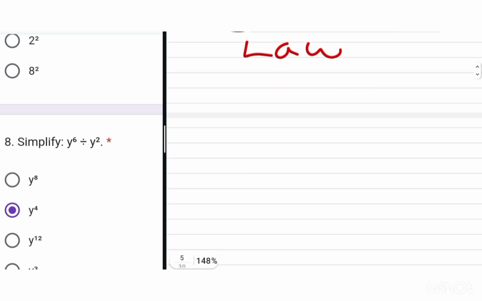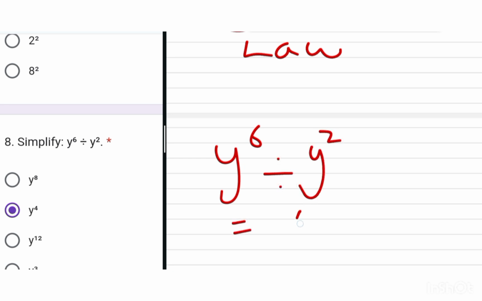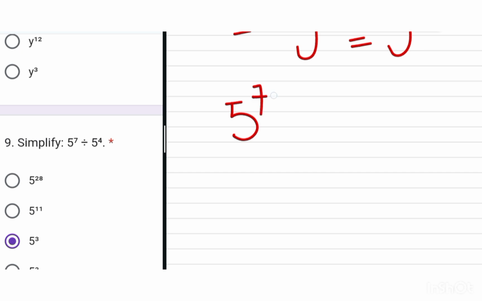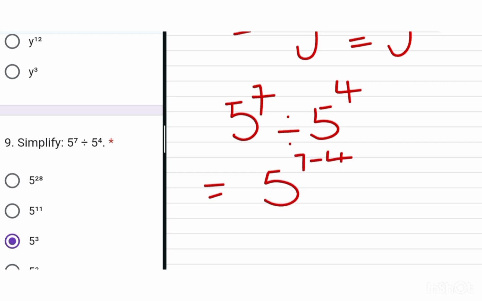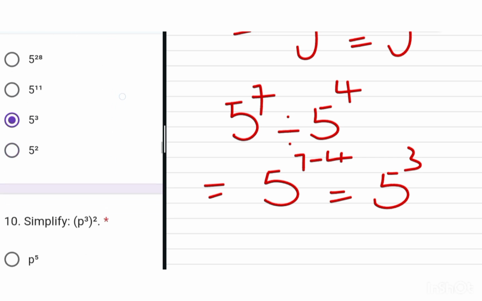For division of indices, we will use subtraction law. y raised to the power 6 divided by y raised to the power 2 will become y raised to the power 6 minus 2, which is equal to y raised to the power 4. 5 raised to the power 7 divided by 5 raised to the power 4 will become 5 raised to the power 7 minus 4, which is equal to 5 raised to the power 3.